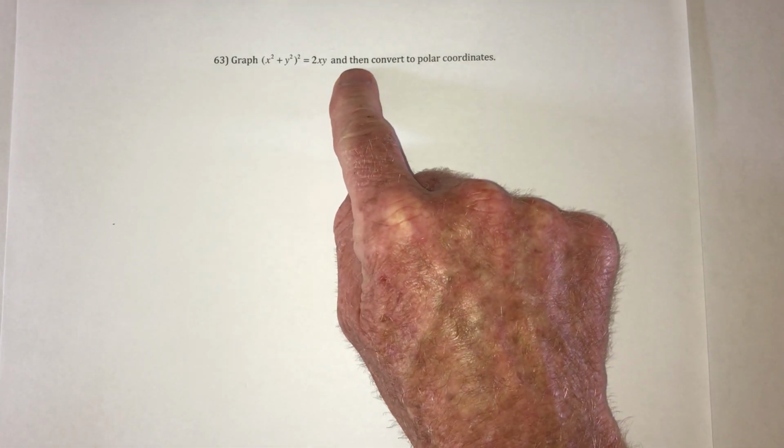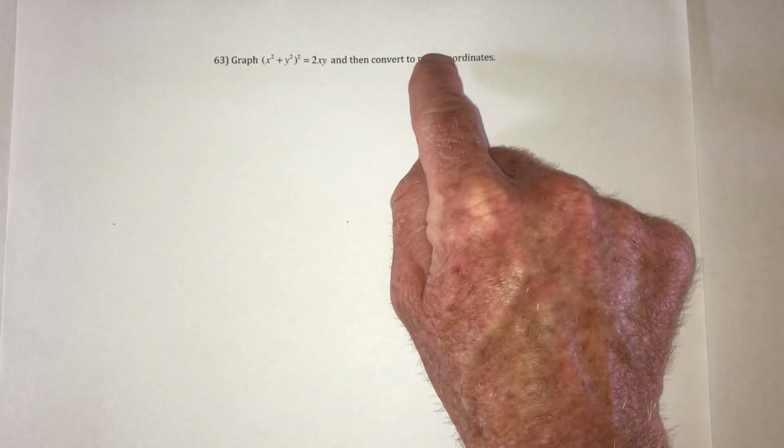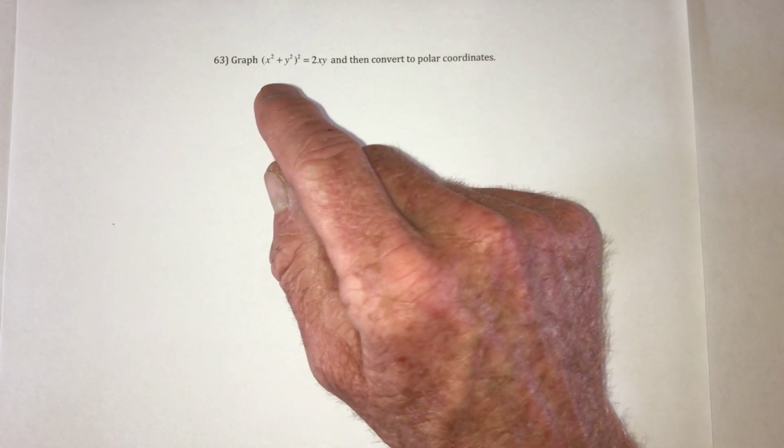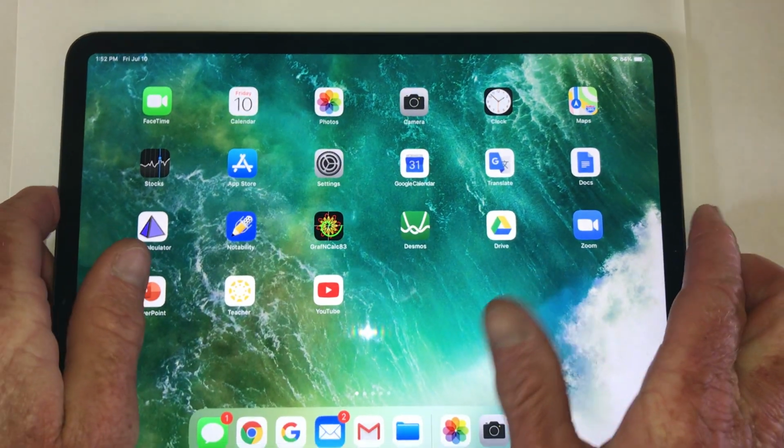So we either have to change the order, so either change it to polar first and then graph it, or you'd have to use some other graphing system like Desmos.